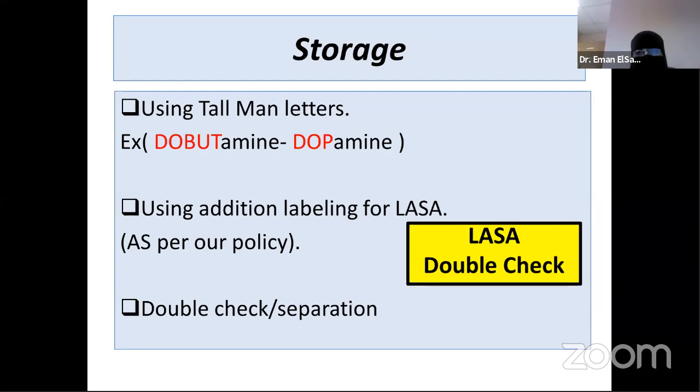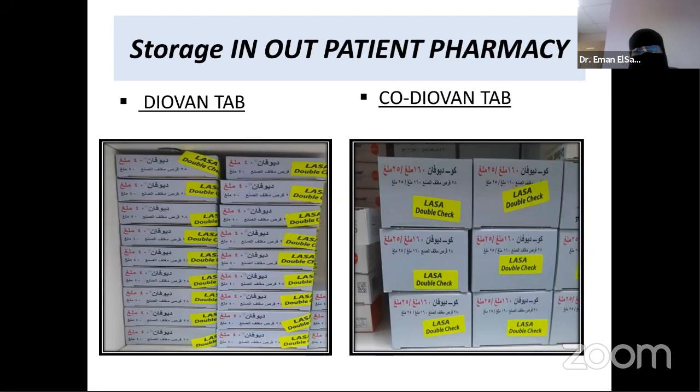Also, we can use an additional label according to each hospital policy. In our policy here in the hospital, we use a yellow label, and these labels already require a double check. Also, we can use double check and separation for each medication. These medications are already stored in a room, on separate shelves, and labeled with this yellow label. See, this is outpatient, this is Diovan, and this is Co-Diovan. This is already according to our list.